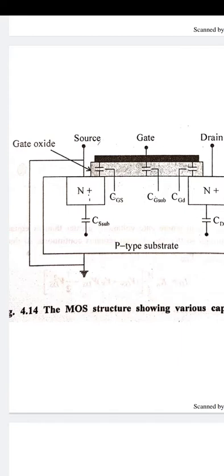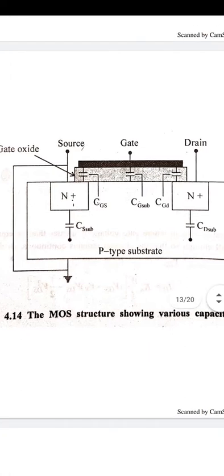These impurities cannot attain a perfect shape and are non-uniform. The impurities attain a non-uniform shape or region inside the substrate and cover the area below the oxide layer. Capacitance exists between the gate and source, called the gate to source capacitance, and between the gate and drain, called the gate to drain capacitance.